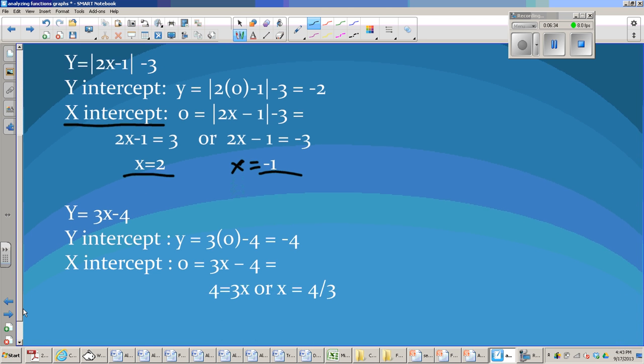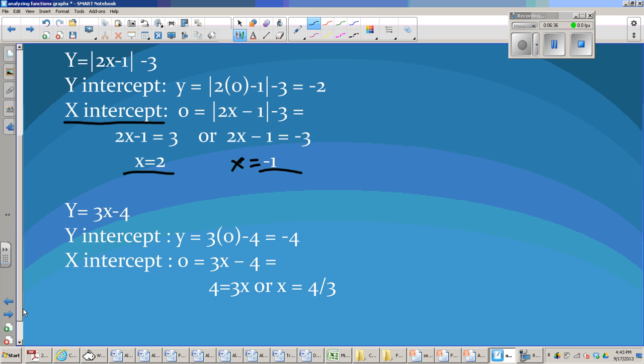Got a second example. y equals 3x subtract 4. For the y-intercept, we substitute 0 for x. 3 times 0 is 0, subtract 4 is -4, so my y-intercept is -4. For the x-intercept, we substitute 0 for y. Then we solve 0 equals 3x subtract 4, and we get x equals 4/3.